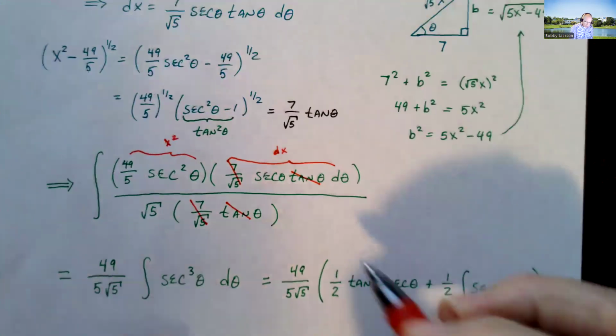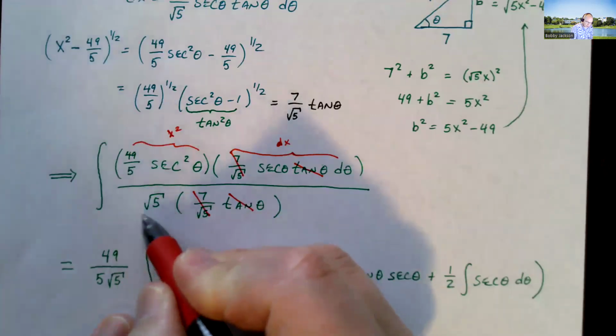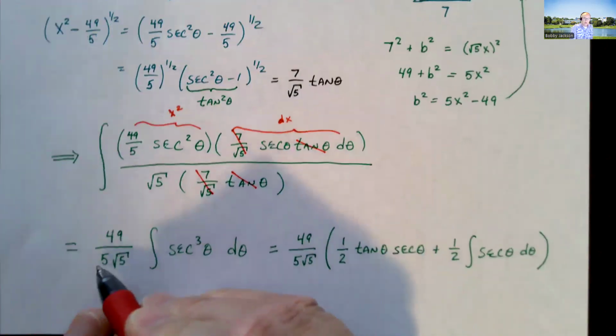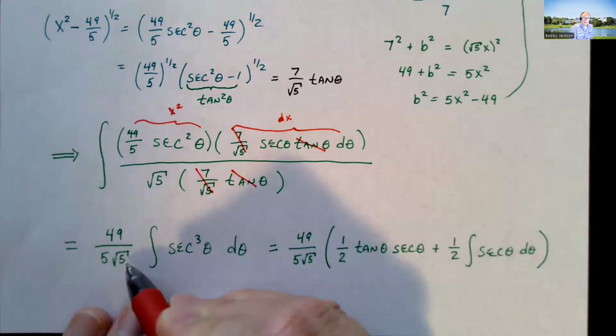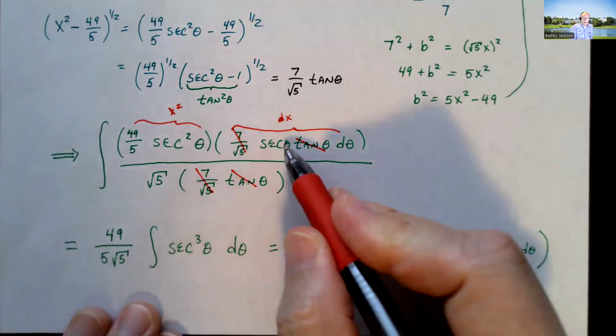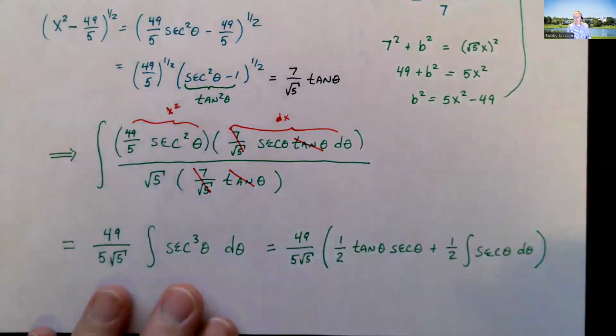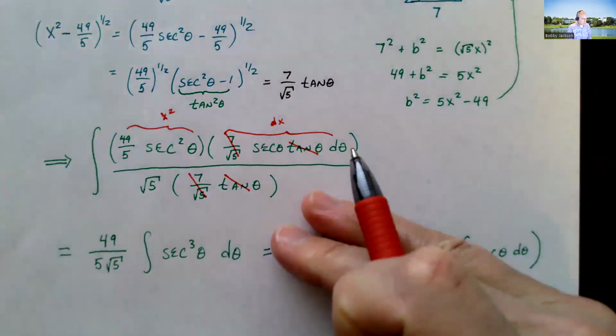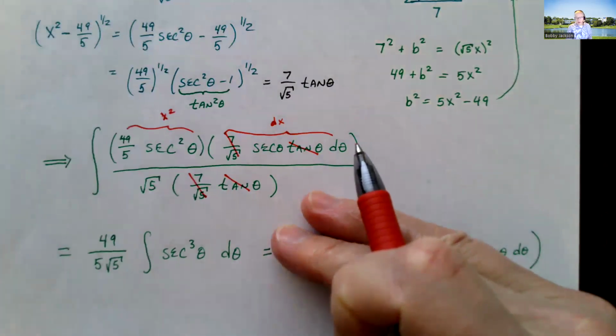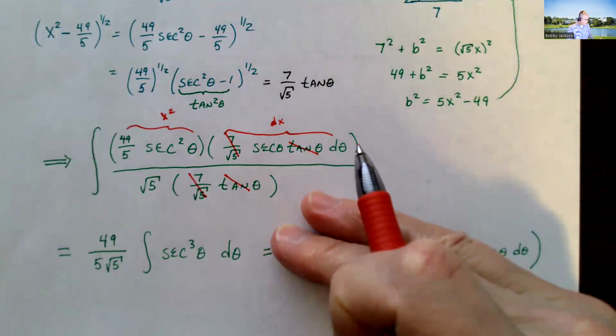And then I can bring out the 49 fifths divided by root 5 as 49 over 5 times root 5. And I've got secant squared times secant, which is secant cubed. Okay, so how am I going to proceed there? Because secant cubed is, if it was secant squared, we'd be set, right? Because the antiderivative would be tangent theta.